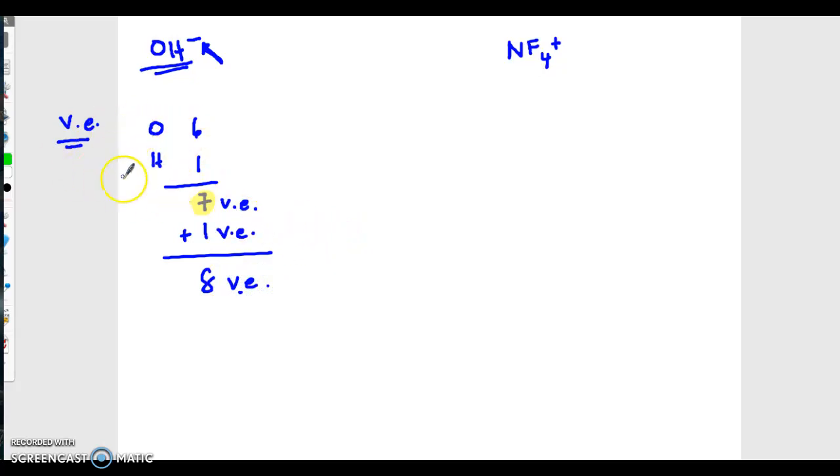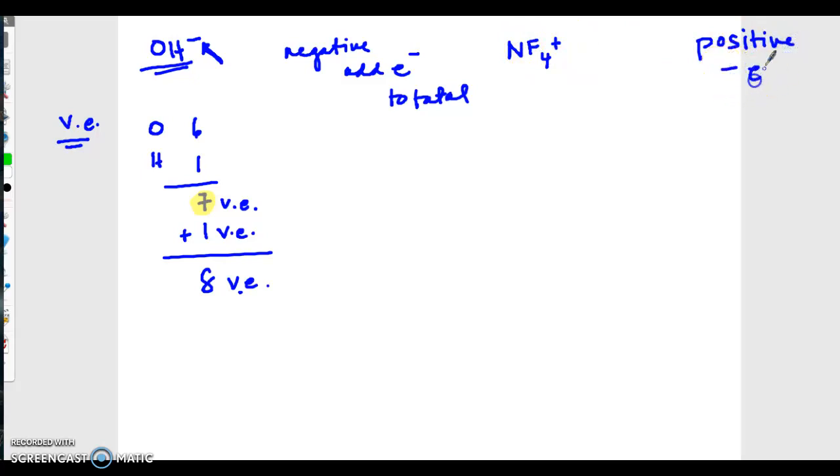So when you are adding up numbers of valence electrons and you notice that you've got an odd number, chances are you've got an ion and you haven't yet accounted for the charge. If you have a negative charge, that means you've got to add electrons to the total. If you've got a positive charge, like we have up here, you are going to subtract electrons from the total. Okay, because if you have a positive charge, you have fewer electrons than protons, so electrons have gone.